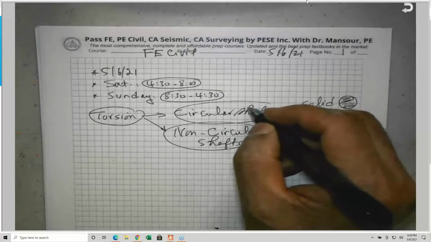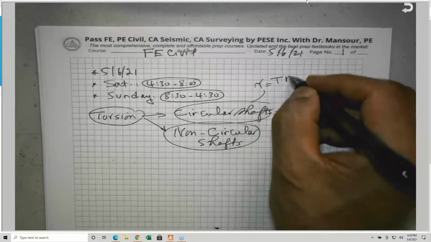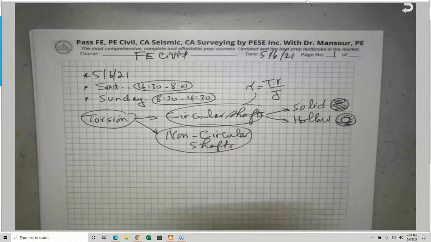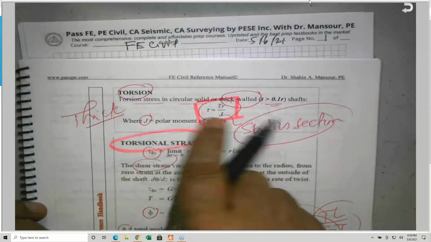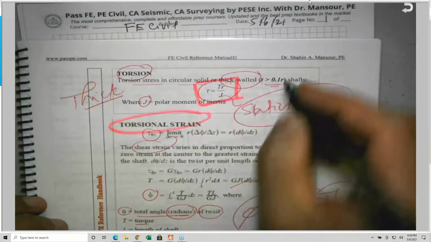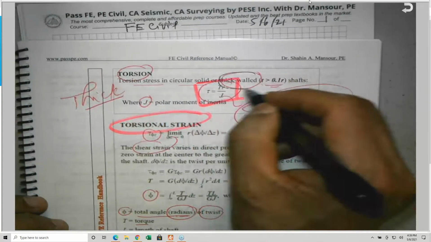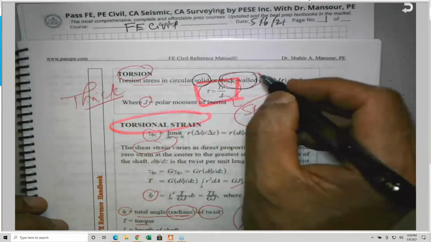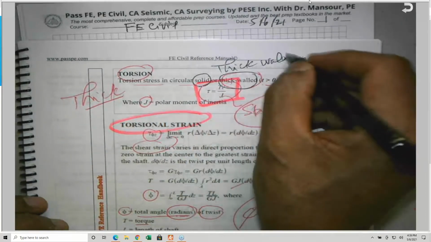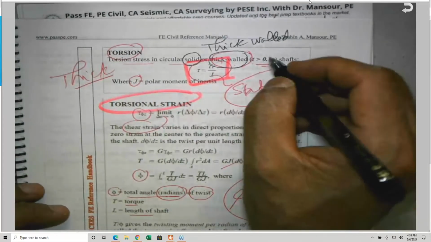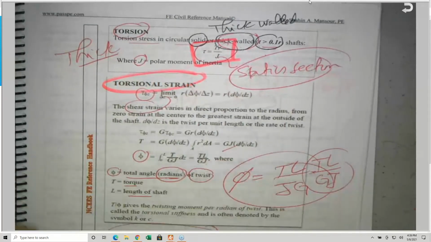The two equations related to circular shafts: one is tau equals TR divided by J. This is the first equation, which is given here. And I need you to know that this is for solid or thick-walled shafts. They define thick-walled as when the thickness t is greater than 1/10 of the radius.